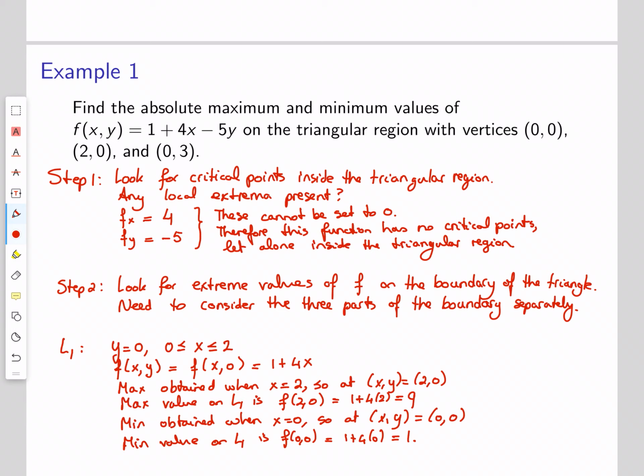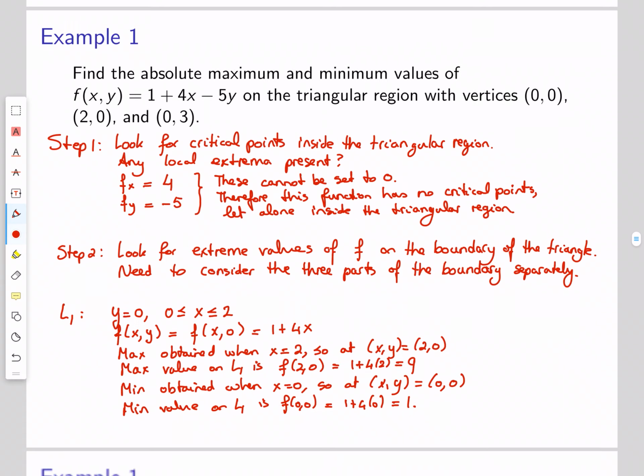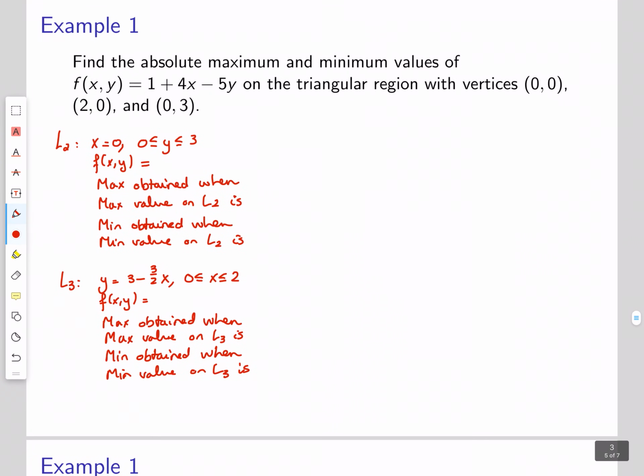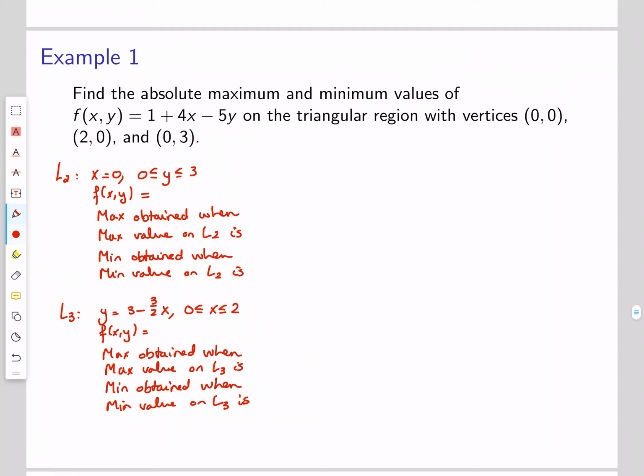Okay, so now we need to do the same work for L2 and L3. I'm going to go through that a little bit faster. I've done already a little bit of pre-work on this. So on L2, x is equal to 0, and we're working with the restriction that y is between 0 and 3. So what is f of x, y under this restriction? Well, x is equal to 0, so we're looking at f of 0, y. And so when we set x equal to 0, we end up with 1 minus 5y. Okay, and again, now we impose the restriction that y lies between 0 and 3. So the maximum is going to be obtained when y is equal to 0.